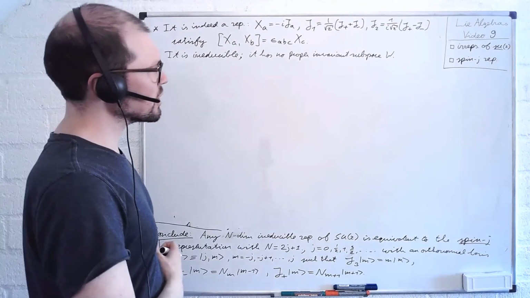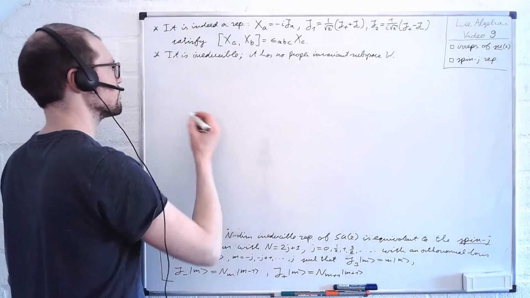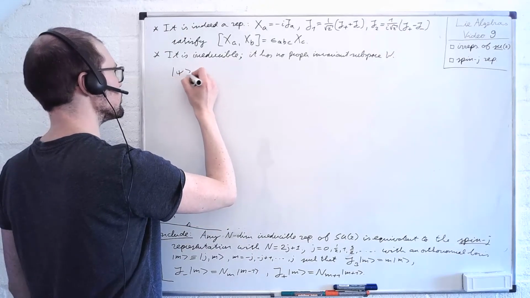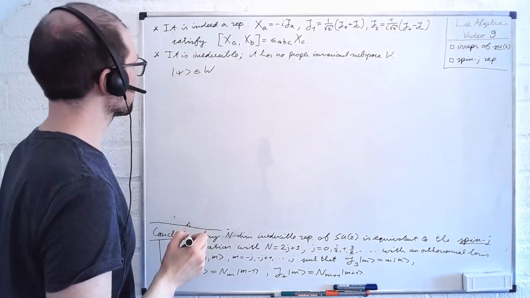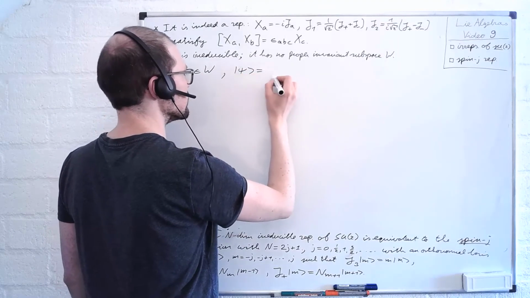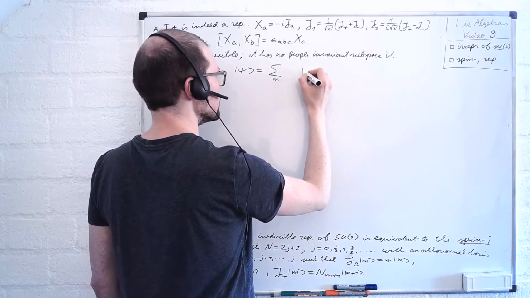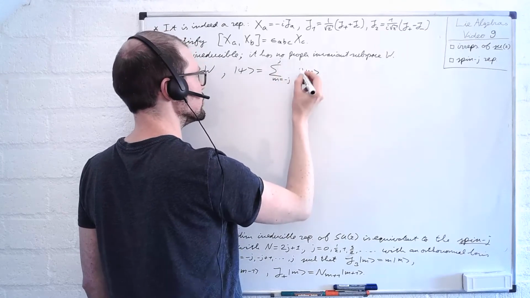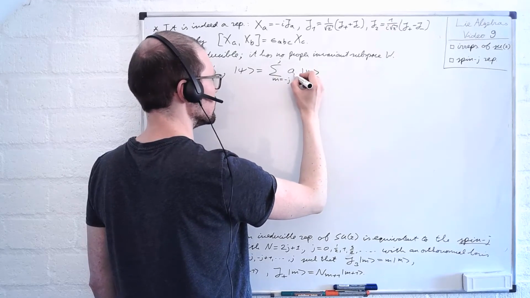So let's see, how can we determine this? Well, suppose we have some invariant subspace W. Suppose I look at some vector psi in this subspace. In general, psi is going to be some linear combination of the basis vectors m, running from minus j up to j, with some coefficient that I'll call a sub m.